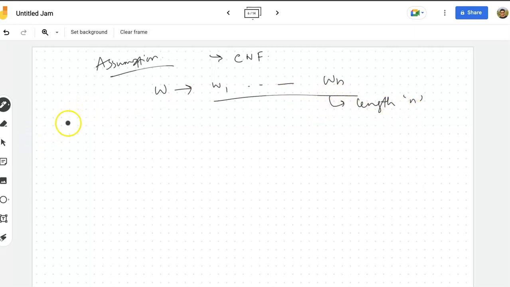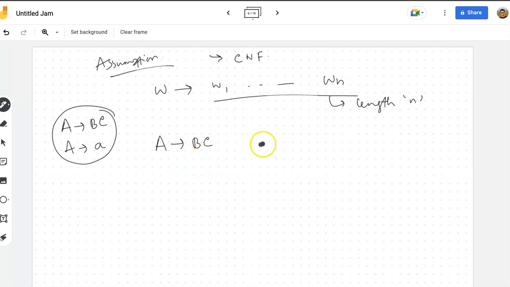So what is the form of CNF? CNF form is A tends to BC, or A tends to a terminal. Now let's check. If we just have this rule, how many non-terminals are there on the right hand side? 2. I'm just writing the non-terminals. So we have 2 non-terminals and the step count is 1 because we are just in the first step. Now maybe we use this kind of rule again.